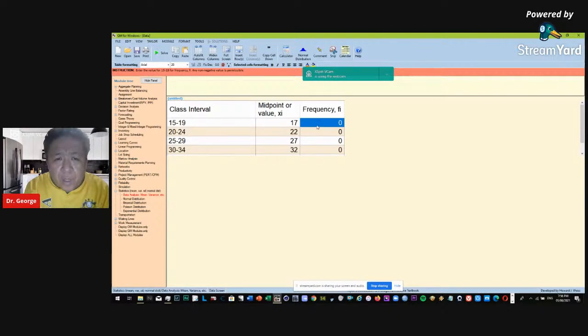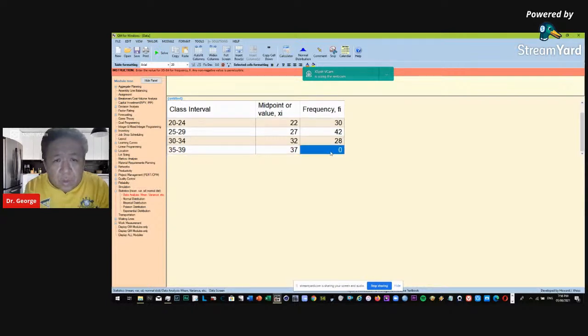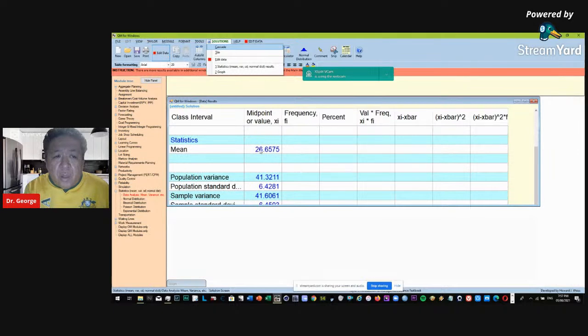So if you have grouped data, how many individuals in the range? Let's say about 25, and then 20 to 24, about 30 people, 25 to 29, about 42 people, 30 to 34, 28 people, and then 35 to 39, about 21 people. So let's just say that this is the distribution of your human resource. So what is the mean? This is the computation of the mean, but this is a grouped mean. The population variance is 41, population standard deviation is 6.42.